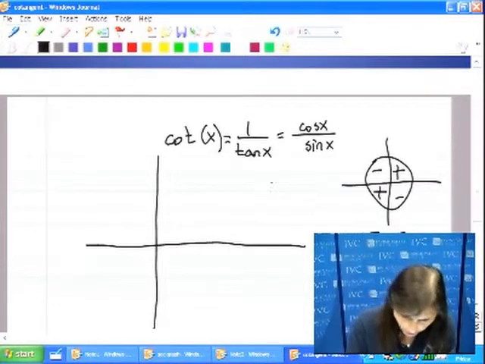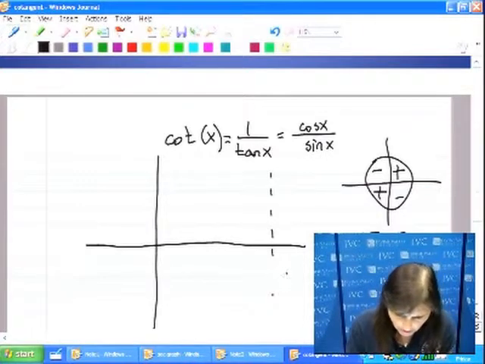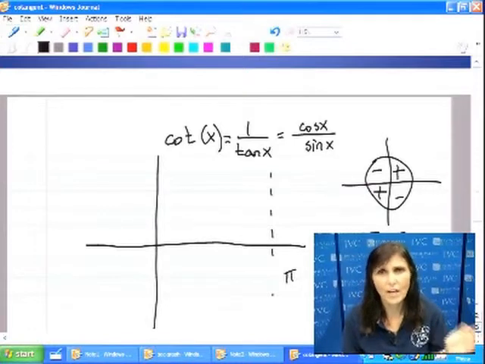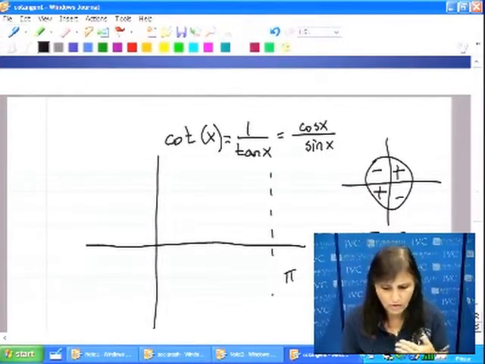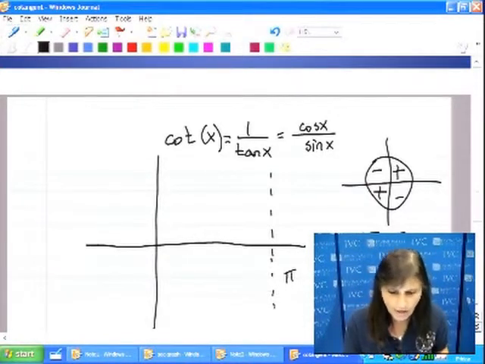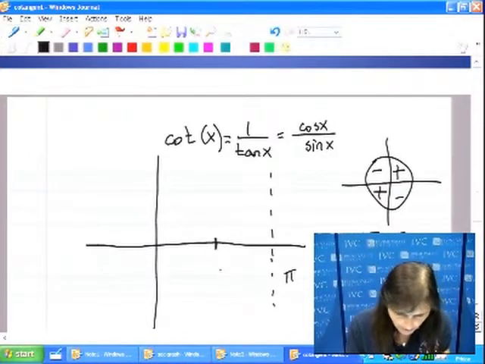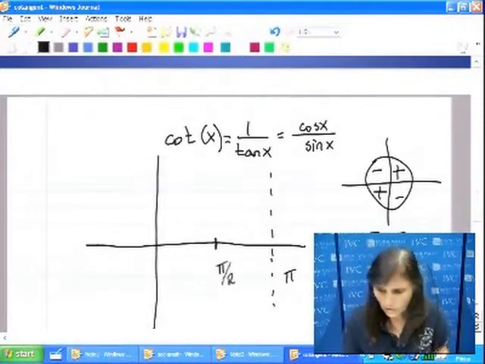So let's draw the basic cotangent. Instead of doing it like I did for tangent from negative pi over 2 to pi over 2, I will draw my cotangent from 0 to pi. It's a little bit easier to do that. And so let's look at where things blow up.